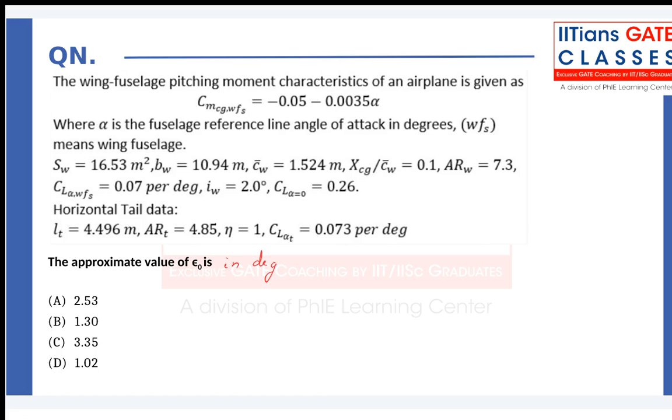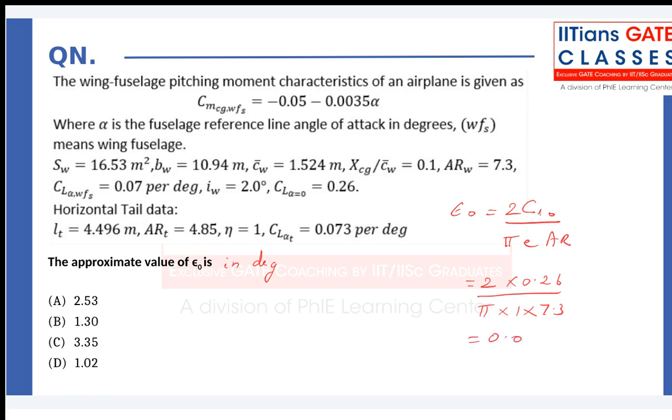Alright, so let's just write down the formula. Epsilon naught is 2 CL naught by pi E AR. So that is 2 into 0.26 by pi E, aspect ratio is 7.3. Here you get the answer in radians.